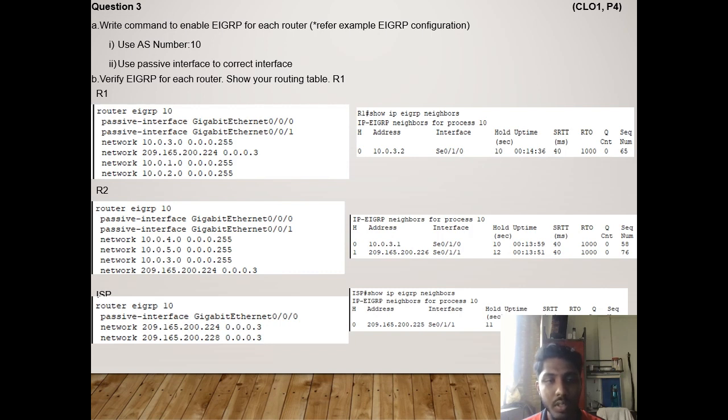network 10.0.3.0 0.0.0.255 and network 209.165.200.224 0.0.0.3. On the ISP router, use router eigrp 10, and the passive interface is used on GigabitEthernet 0/0/0. We use network 209.165.200.224 0.0.0.3, and also use network 209.165.200.228 0.0.0.3.